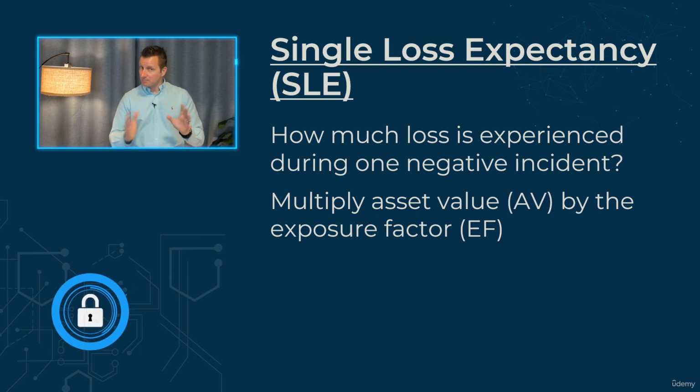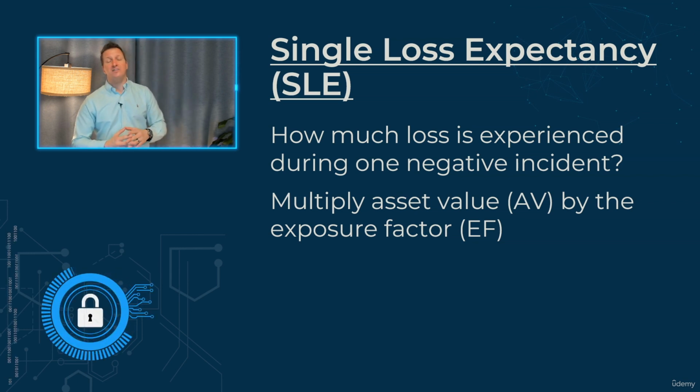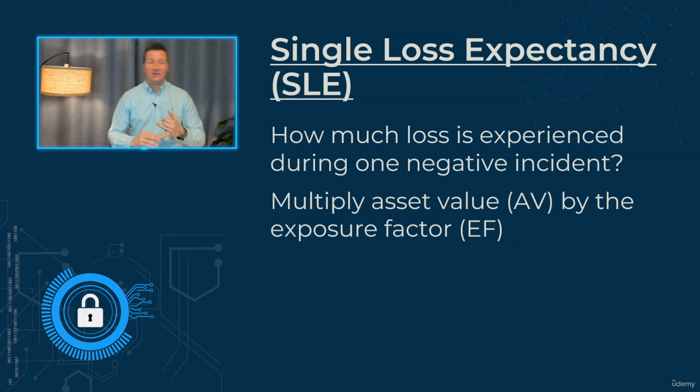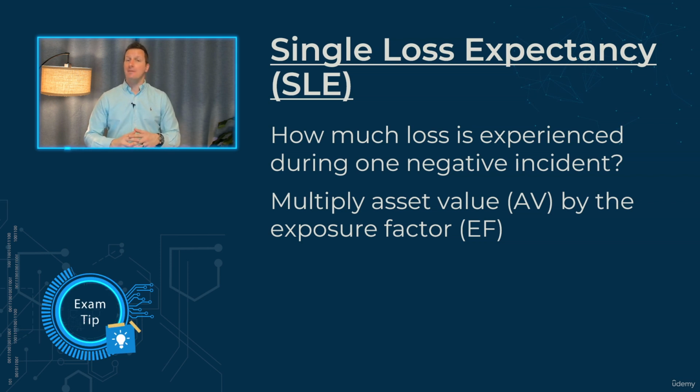So we need to be able to put these things together to calculate what's called the single loss expectancy, or the SLE. Now, the single loss expectancy, as the term implies, is how much loss we experience during one negative incident. So in order to calculate the single loss expectancy, we multiply the asset value by the exposure factor. Now, for the Security Plus exam, make sure you understand how to derive some of these numbers. So calculating the SLE: asset value multiplied by the exposure factor.